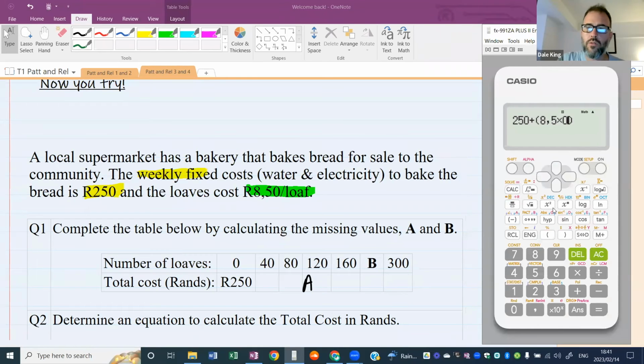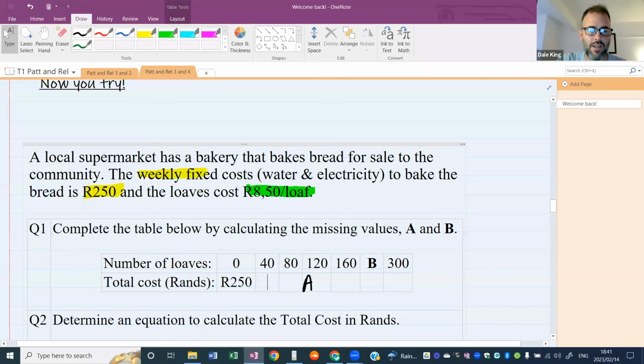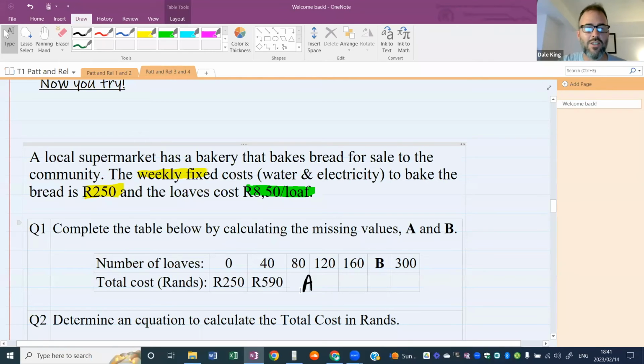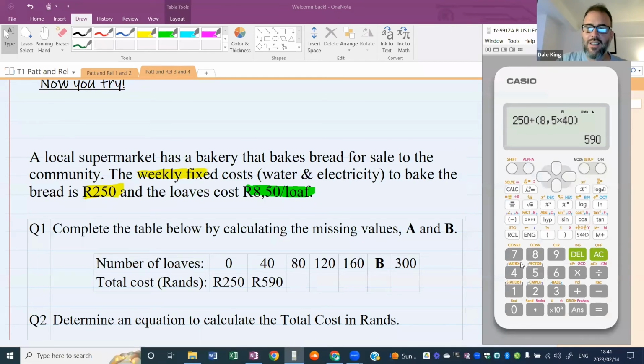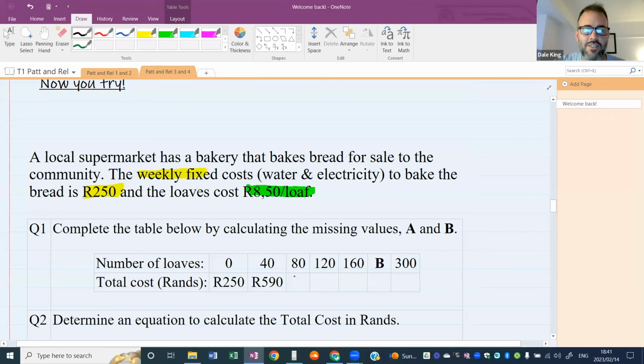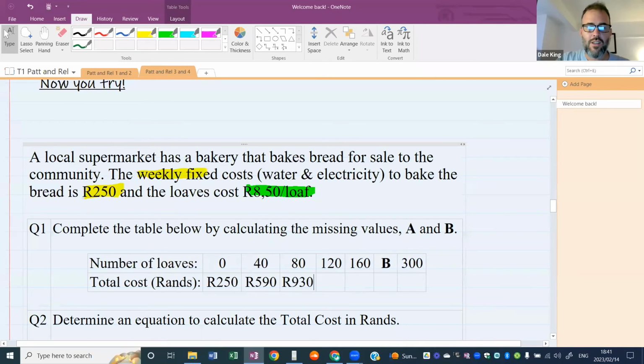What if we put in a 40 there? Let's quickly fill this in and press enter. We should get 590. Oh, I'm very excited to see what the answers are going to be. Okay, for 80, let's change the 40 to an 80 and see what we get. 930. Oh, I wonder if people are worrying about the answers now.